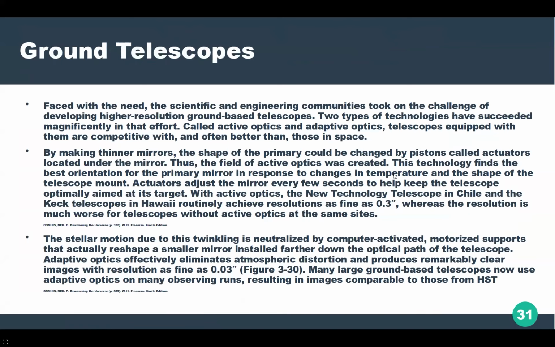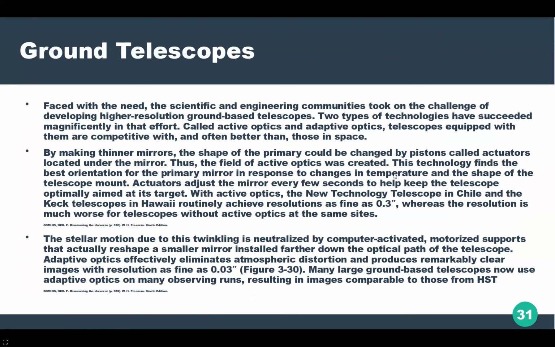Faced with the need, the scientific and engineering communities took on the challenge of developing higher resolution ground-based telescopes, the need being that it is very expensive to put a telescope up into space, and there is very little time that can be afforded to all of the astronomers that need to look at it. Two types of technologies have succeeded magnificently in that effort, called active optics and adaptive optics. Telescopes equipped with them are more competitive with and often better than those in space.